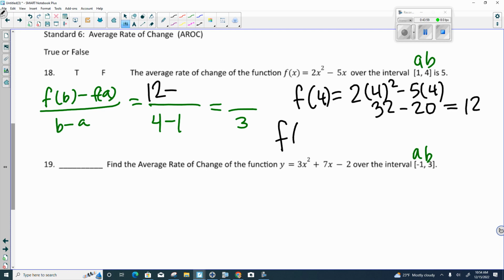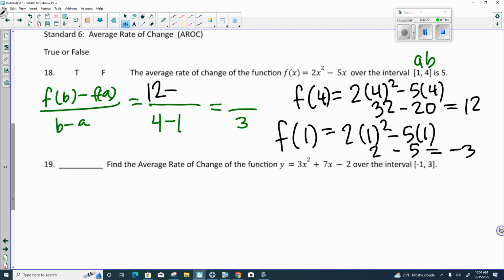And then I find f of a, which is 1. That tells me to plug in a 1 everywhere I have an x. Mallory, what's 5 times 1? What's 1 squared? What's 1 times 2? I've got a minus, negative 3. There's your average rate of change.